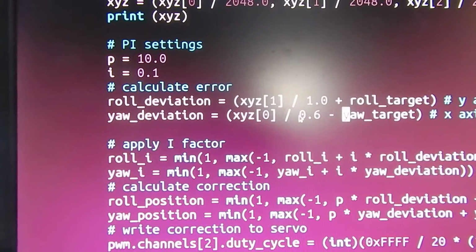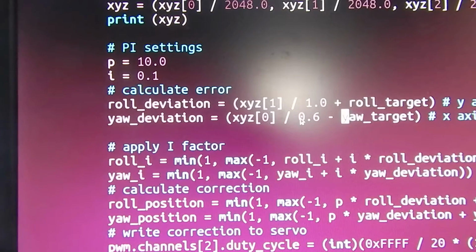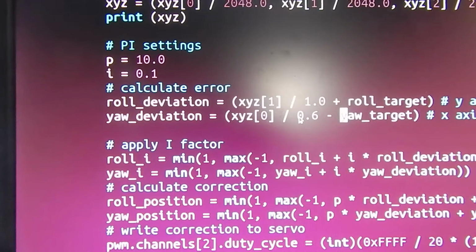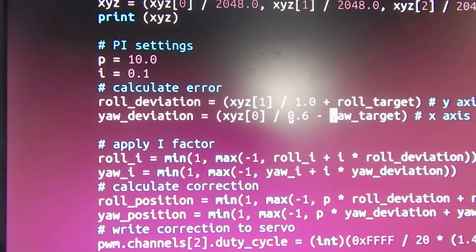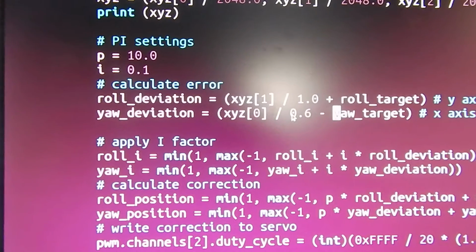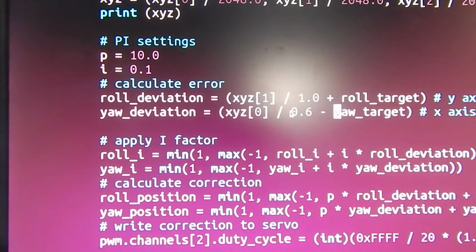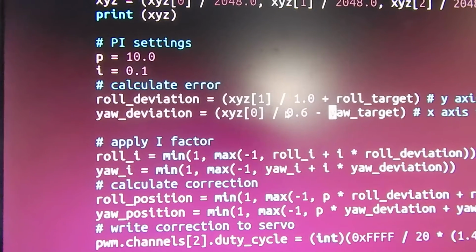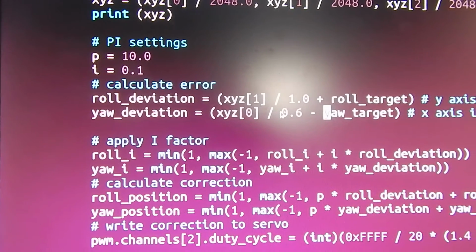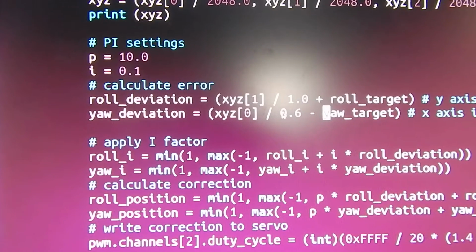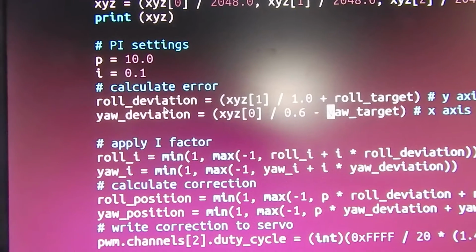So I'm just measuring the gravity force on the x and y axis. So z axis is the normal direction of gravity, and if the gravity goes into direction of x or y, I know the plane is in yaw or roll. Then I have the deviation.